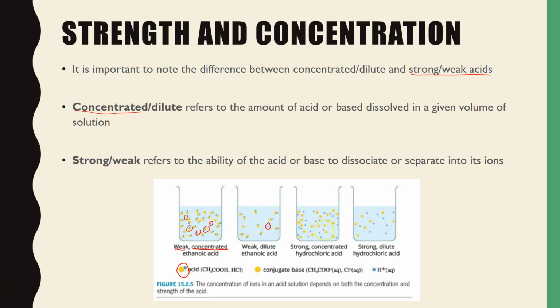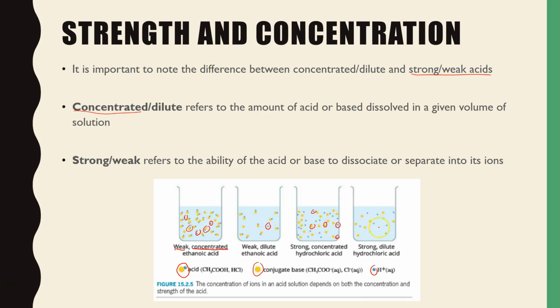A strong concentrated acid, such as hydrochloric, would look like this. We've got mostly the conjugate base and the protons being the major species in here, which tells us that the acid has readily ionized in solution. And there are a lot of the particles, a lot of the protons, and a lot of the conjugate bases. So therefore, it must be concentrated.